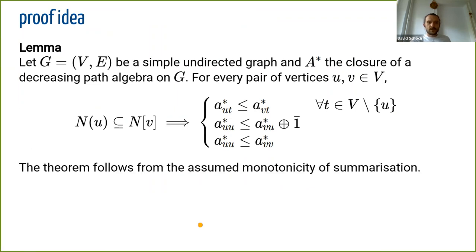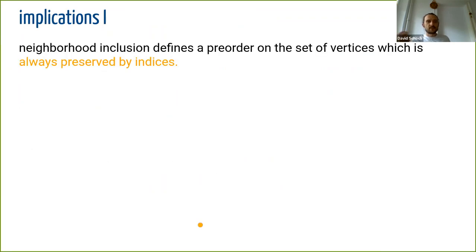I'm going to skip the proof idea because it's not important. It can be proven, and it is thus a general property of nodes in a network.